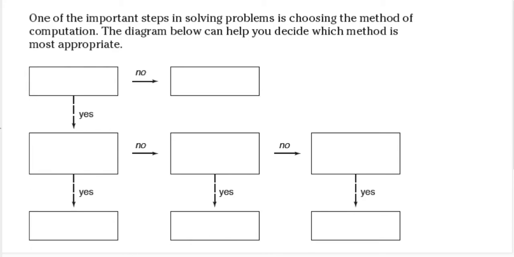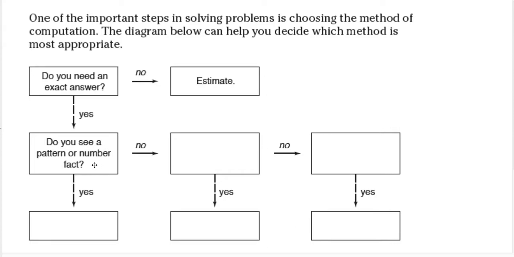Okay, one of the more important steps in solving problems is choosing the method of computation. The diagram below can help you decide which method is most appropriate. Let's look at the first rectangle. Do you need an exact answer? If your answer is no, then we simply estimate. If we need an exact answer, and we answer yes to that, then our next question would be, do you see a pattern or a number fact?